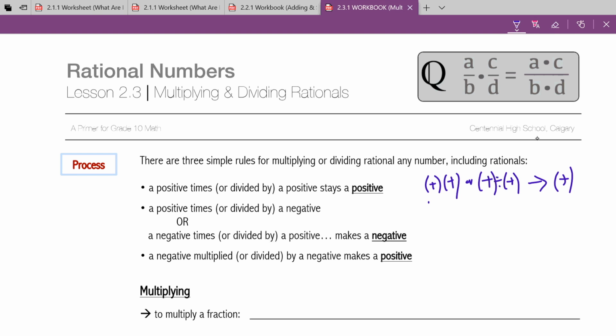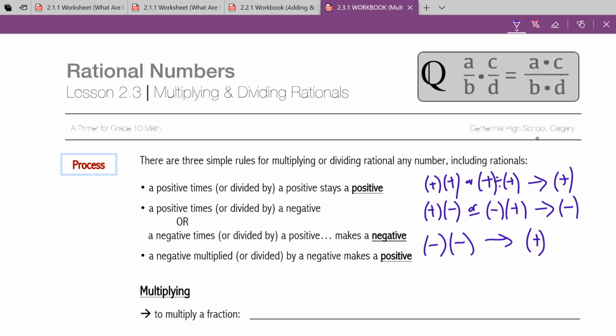Similarly, a positive times a negative or a negative times a positive. It doesn't matter what order it happens in because multiplication is commutative. That is, A times B is the same as B times A. So the point here is that a negative times a positive will yield a negative value. And that goes for division as well, of course. I don't have room to write down all of the different combinations. And finally, a negative divided by or multiplied by another negative gives you a positive.